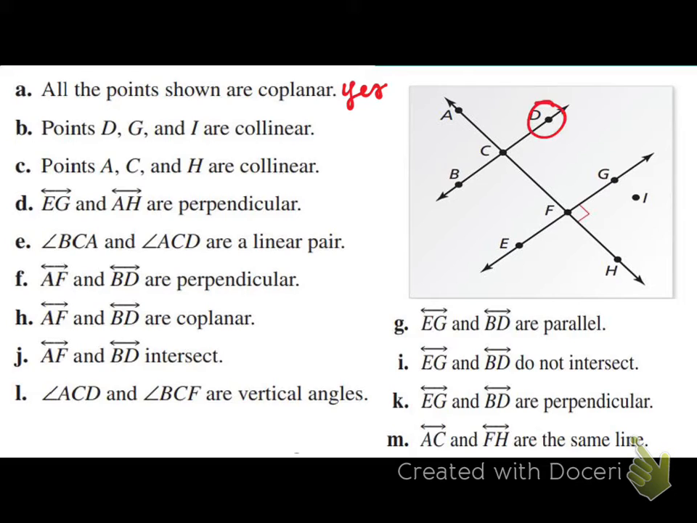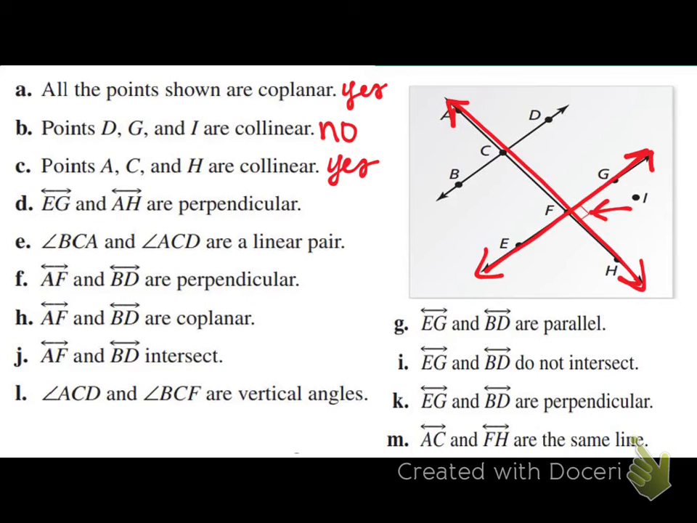But D, G, I are collinear. What does collinear mean? On the same line. What do we think? No. A, C, and G are collinear. Yep. I've been reading a lot of letters. I'm sorry. A, C, H. It's not going to be the last time either. I'm so sorry. It is a yes. I'll do better. Line E, G, and line A, H are perpendicular. Yes, they intersect and they form 90. So that is a yes.